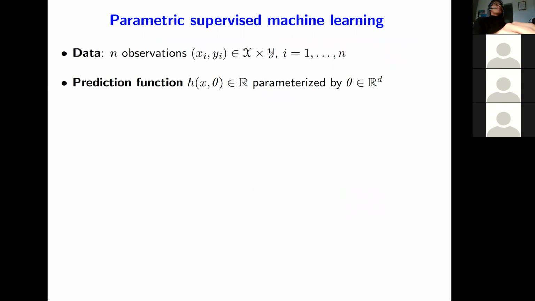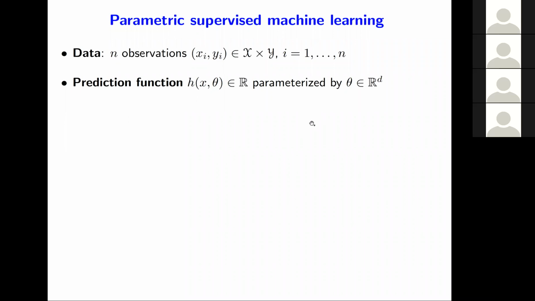But the goal of machine learning is, you are given some observations, xi, yi. So xi can be an image, yi can be a label on that image, and you receive n observations. And the goal is: give me a new x, here a new image, and try to predict the new y. Okay, so it's an input-output problem. And this prediction is parameterized by some function h, which takes as inputs your input x and also a parameter vector. The parameter vector will be of dimension d, and d will typically be very large.